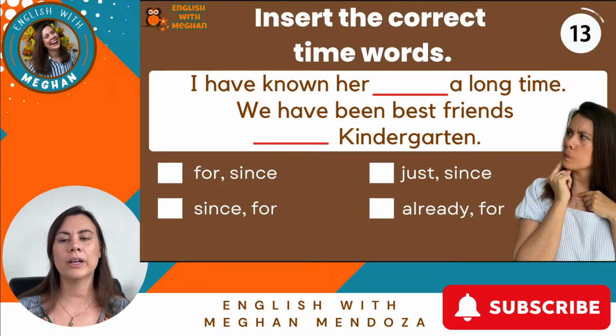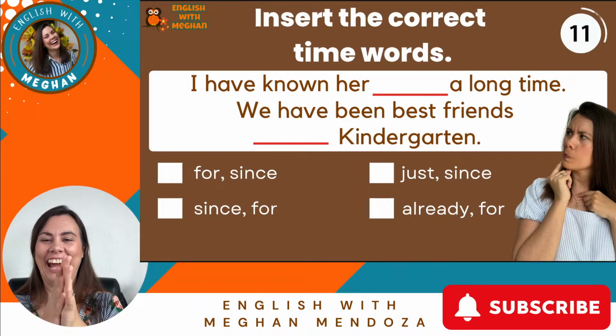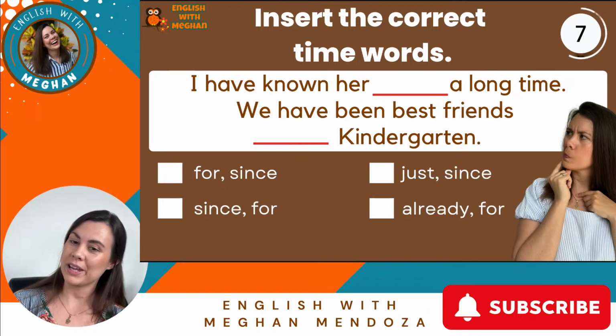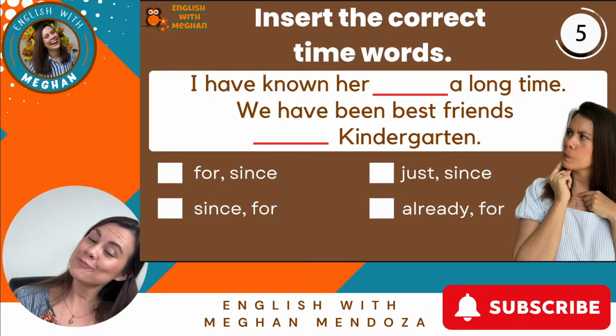Okay, I have known her. Ooh, we got a double duty here. I have known her a long time. We have been best friends since.